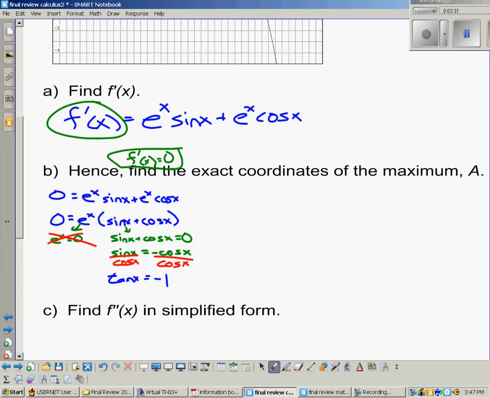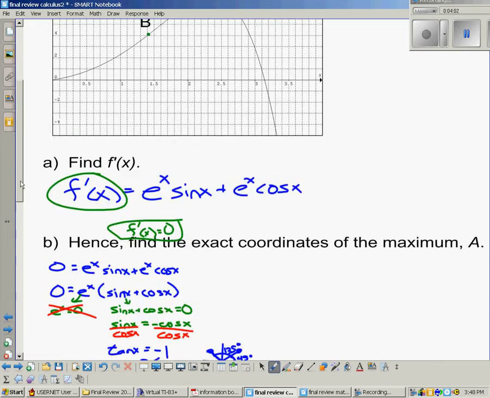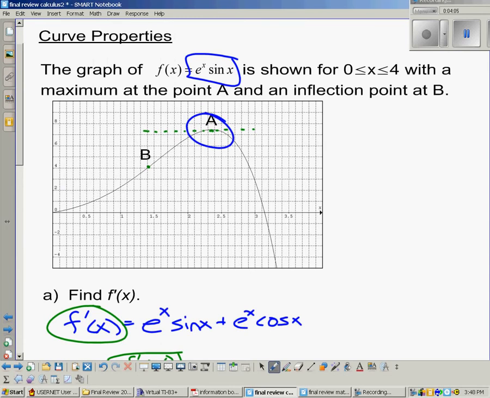So you might think about your unit circle. Where do I first have a tangent of negative 1? I know I have a tangent of 1 at 45 degrees. But over here, at 135 degrees, I'm going to have a tangent of negative 1. 135 degrees in radians would be 3 pi over 4. Okay, so that must be the x-coordinate. That's the first time that we have a tan of negative 1. And notice here on our graph, this corresponds to the first time we have a horizontal tangent in the graph.